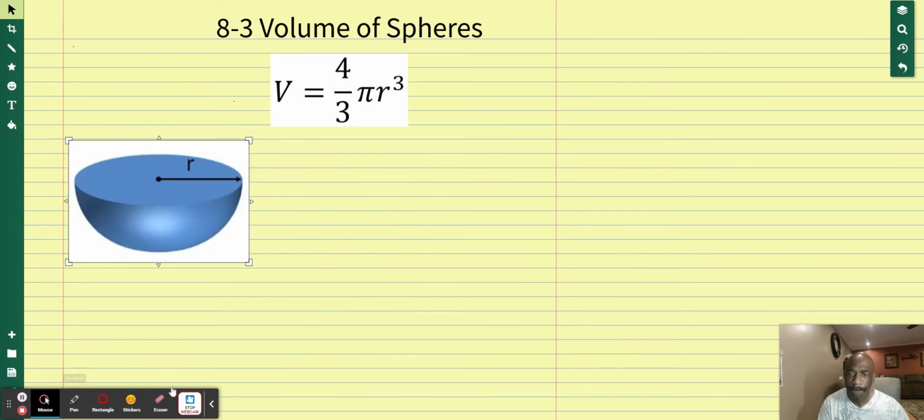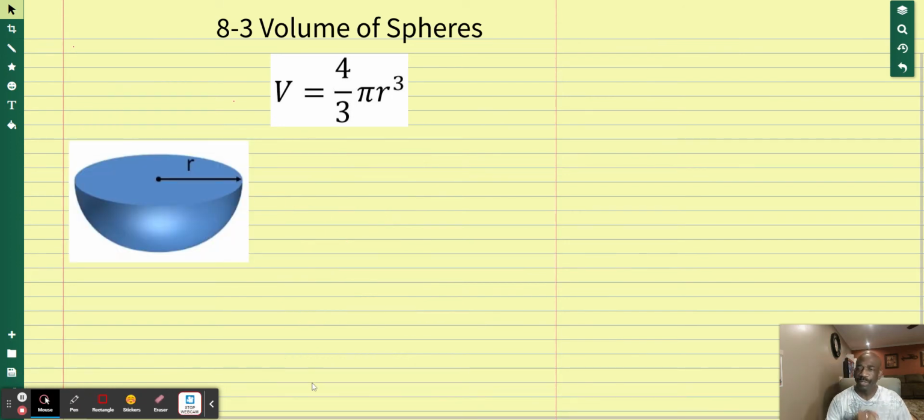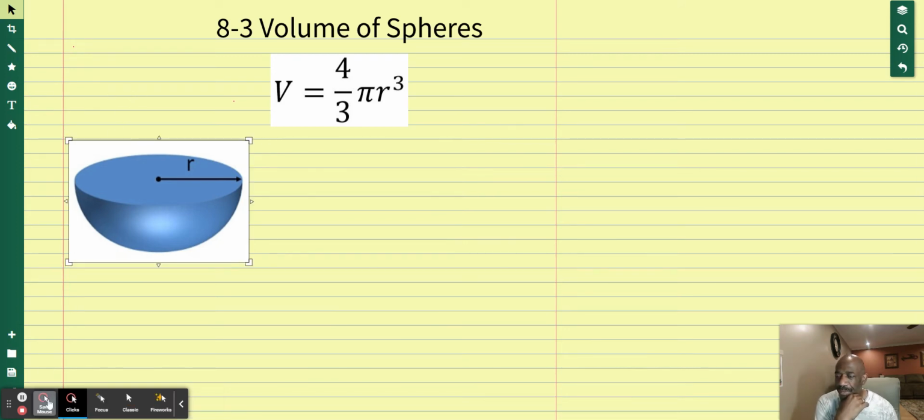Let's try one more. Let's look at this particular question. I want to find the volume of this shape. This shape is actually half of the sphere, and it has a special name. I'm going to write it right here. It's called a hemisphere.